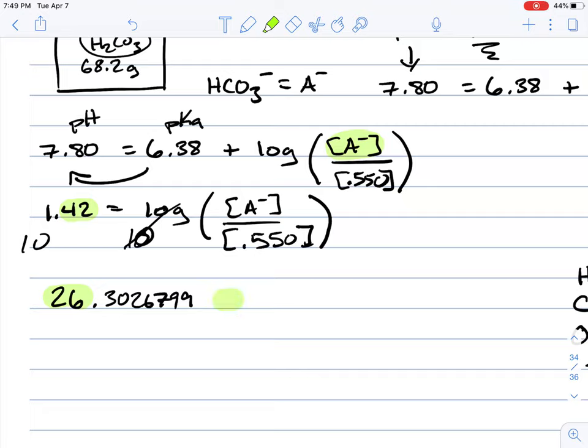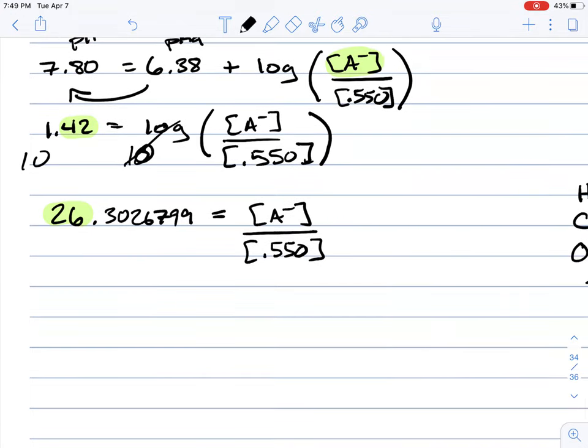Okay. All right, so that's going to equal the concentration of A minus times this by 0.550. So if I multiply that by 0.550, I'm actually going to get a very unrealistic value. That's such a high concentration. And so here in this case, I have 14.466647. There's a whole bunch of other numbers. That's going to give me the concentration of my conjugate base. And so this concentration is quite large. It's a very concentrated solution, but it also piggybacks off the concept of how much it would take for us to convert our pKa into pH.